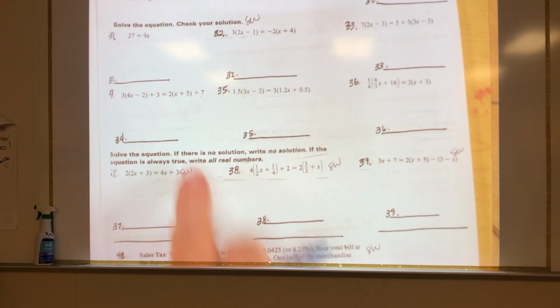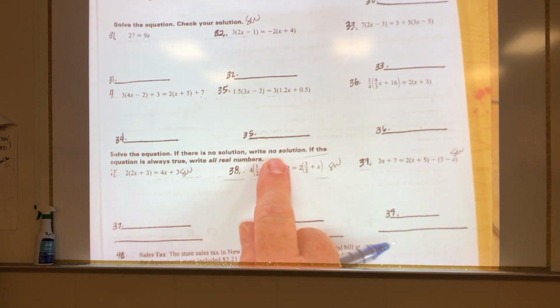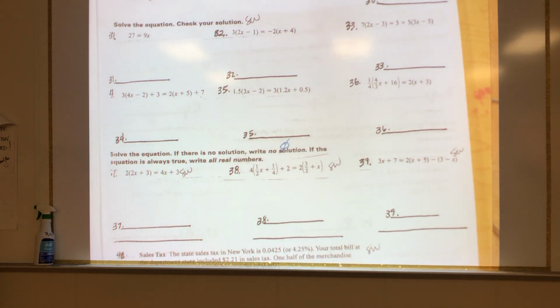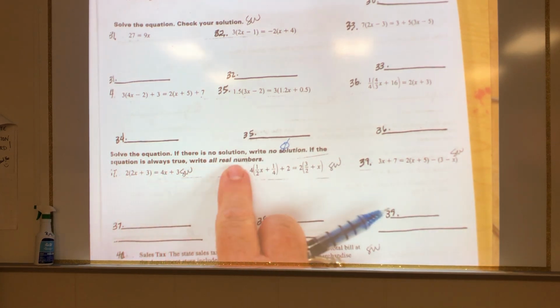Solve the equation. If there is no solution, write no solution. Okay? I'd rather you write this sign. Does anybody know what that means? No solution. Yeah. Null set. Yeah. Empty set. No solution. Okay? Just a zero with a long line in it. All right? If the equation is always true, write all real numbers.